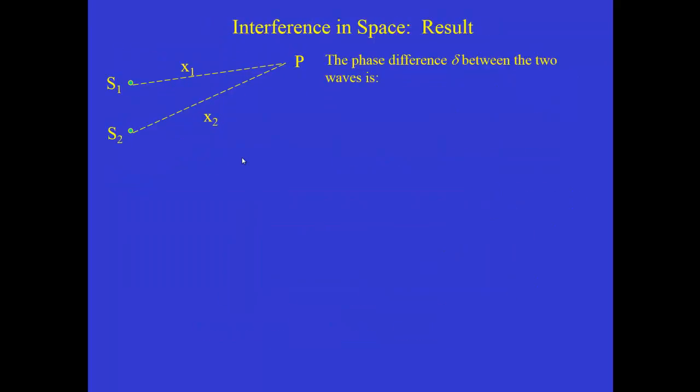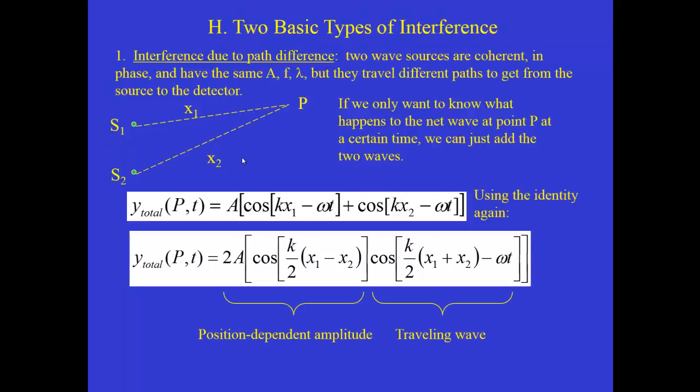Let's consider the phase difference, and we'll use delta to indicate this, between the two waves. What do I mean by phase difference? The terms in brackets after the cosine function for each of the waves are called the phases of the waves. If you subtract those two, what you get is k times (x1 minus x2), and the omega t terms drop out.